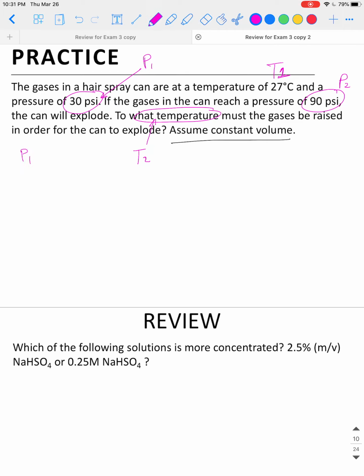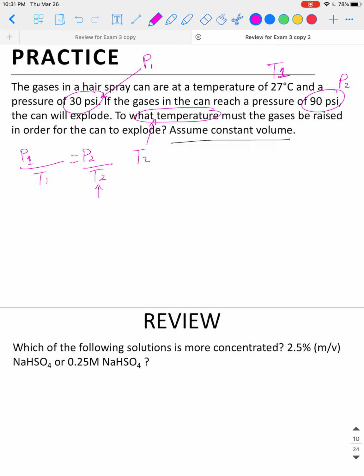So this is a combined gas law problem where we have P1 V1 over T1 equals P2 V2 over T2. But remember, if we have constant volume, volume goes away. We remove it from the equation. So here's the equation we should use to solve this problem. We have P1 and P2, and we have T1. We're going to solve for T2.